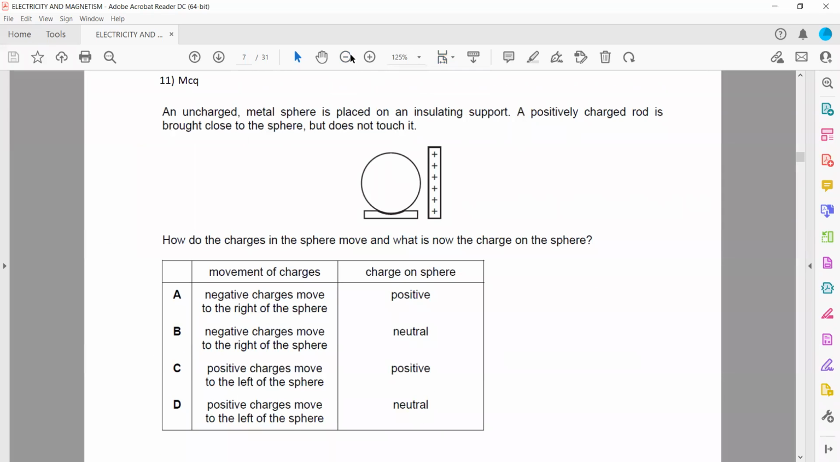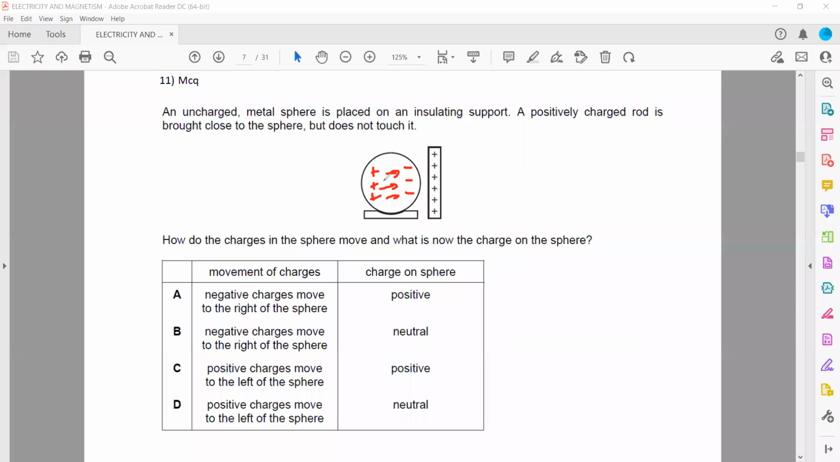An uncharged metal sphere is placed on an insulating support. The positively charged rod is brought closer but does not touch. So remember, only negative charges move. So one side will be negative. As the negative charges move, on one side it creates positive. One side will be negative, one side will be positive.